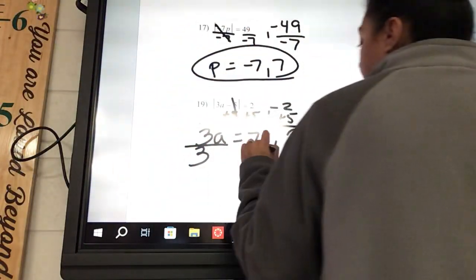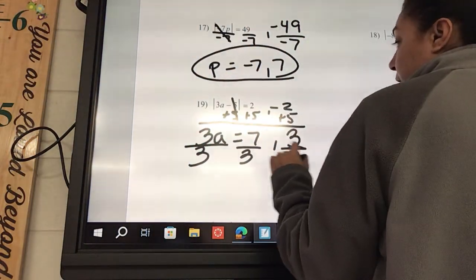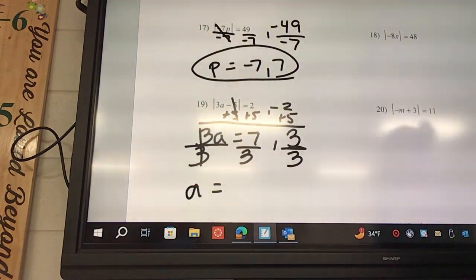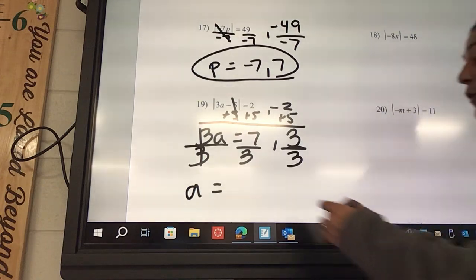Okay, and then I'm going to divide all of these pieces by 3. Okay, and 7 over 3, 7 divided by 3, is this going to be 7 over 3?